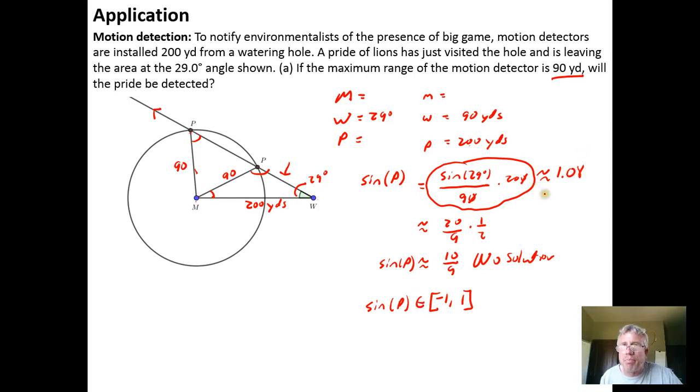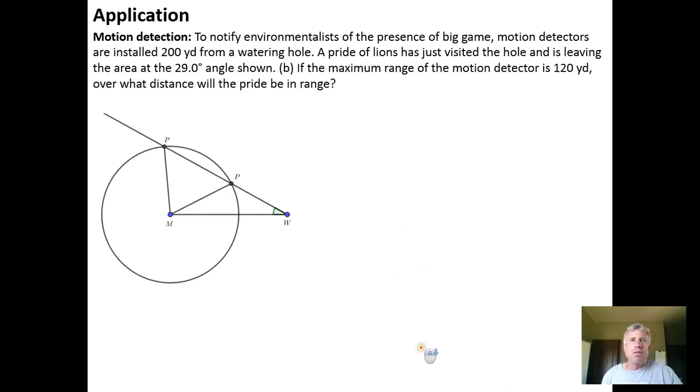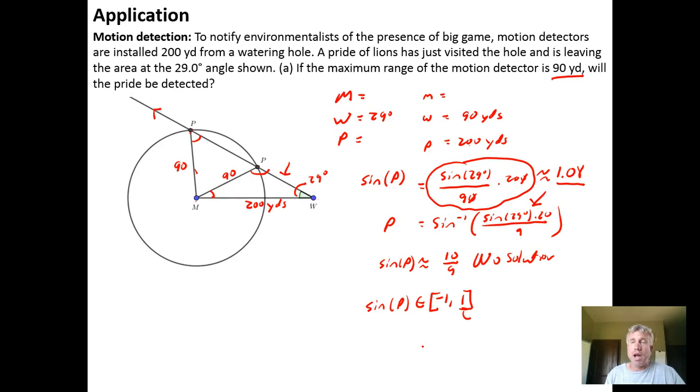The key is that number's bigger than 1. And because it's bigger than 1, and the biggest number the sine function can give me is a 1, if I do the sine inverse of both sides to get the P out, so the sine inverse of sine of 29 degrees times 20 over 9, the calculator is going to give me a domain error message, or it's going to say, hey, you can't put this number into the sine inverse function. So that's how you can tell that you're not going to get a solution.